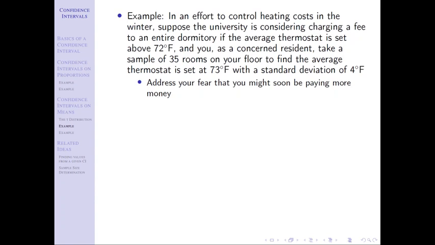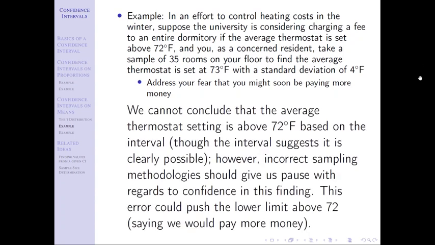Right? But notice this, there are some values below 72. The truth could be anywhere in the interval, and the truth could be 74, and the truth could be 73, and the truth could be 72.1, but the truth could be 71.7 or 71.8, right? And that would not be above 72. So I would say I cannot conclude the average thermostat is set above 72 based on the interval.